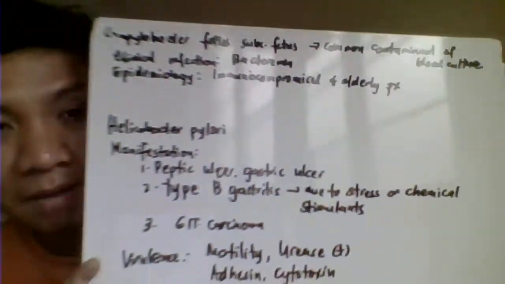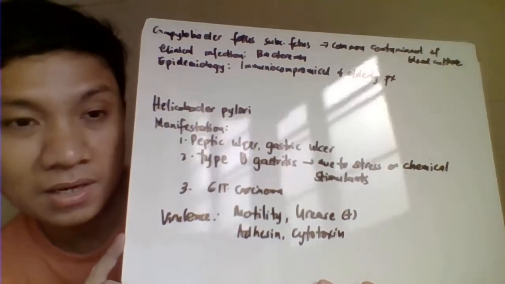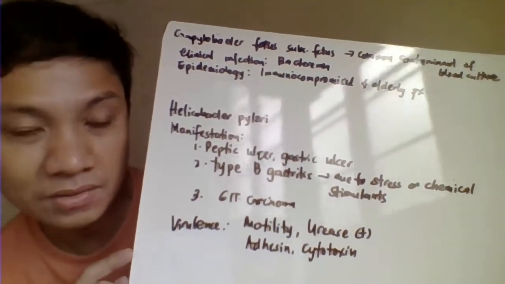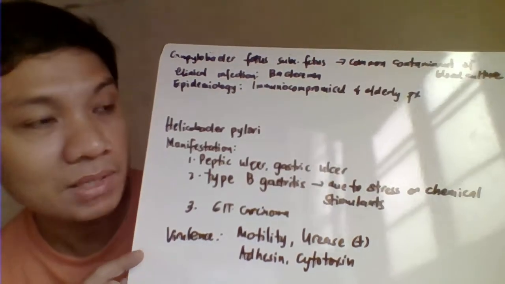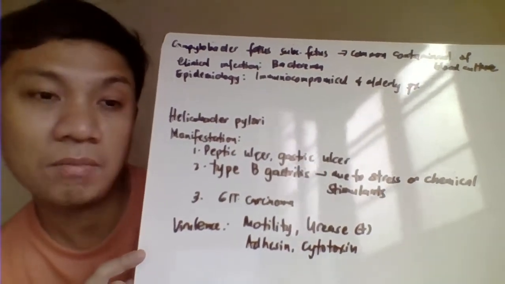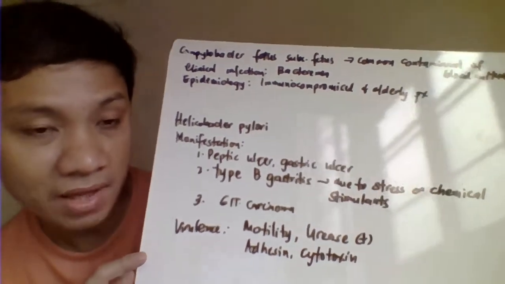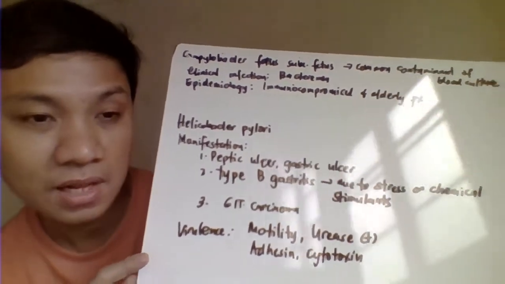Okay, then we have your Campylobacter fetus, subspecies fetus. So here, it does not cause gastroenteritis or diarrhea, but rather tries to cause septicemia or sepsis. So we consider this one as the most common contaminant of our blood culture and most likely tries to infect your immunocompromised elderly patients.